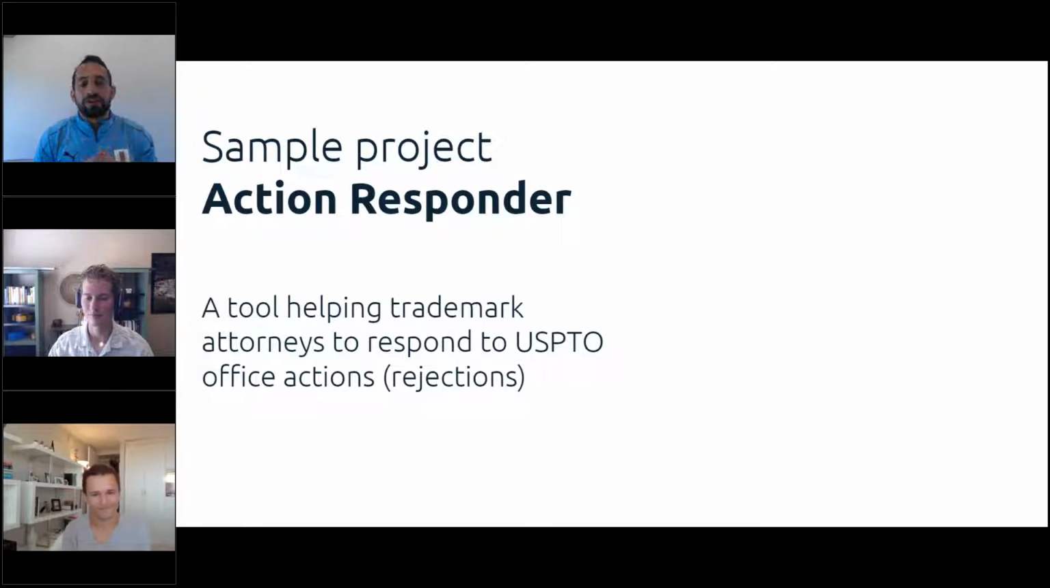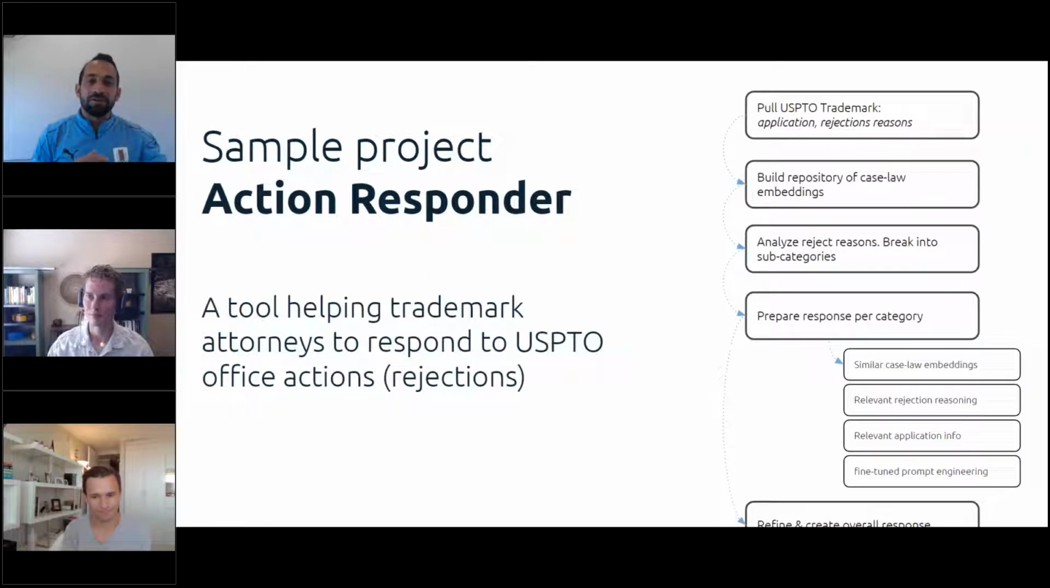For this one, our client was called Action Responder. They're a legal startup that helps trademark attorneys file a trademark application. So what usually happens when you try to file a trademark application is you send your application to the US Patent Office, and then the examining officer of the US Patent Office will give you a bunch of rejection reasons. You know, they almost never accept your application on the first run, of course.